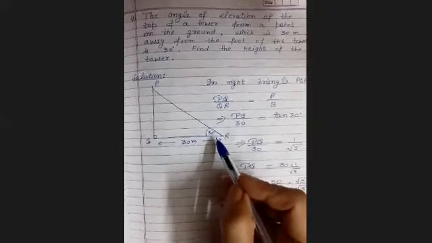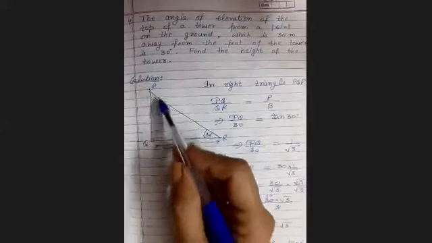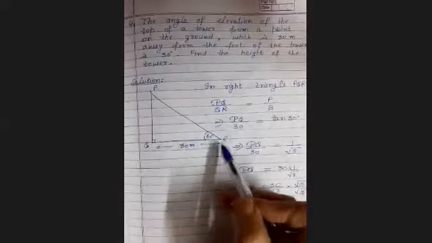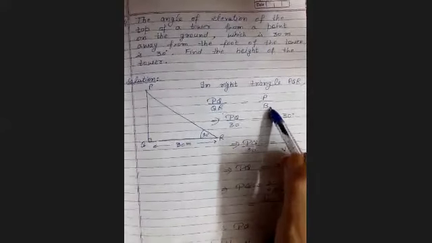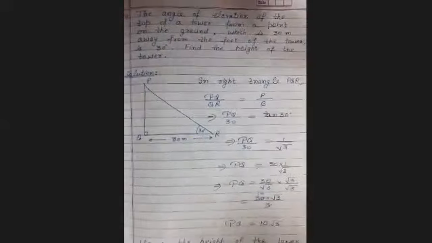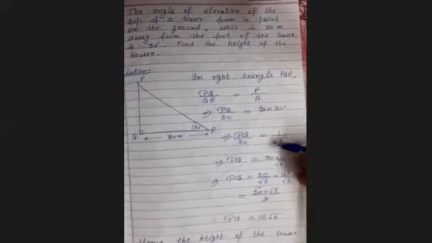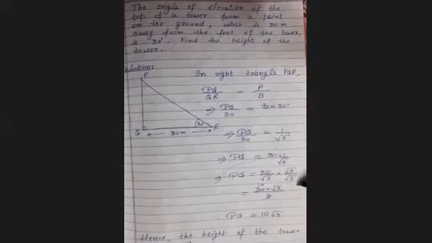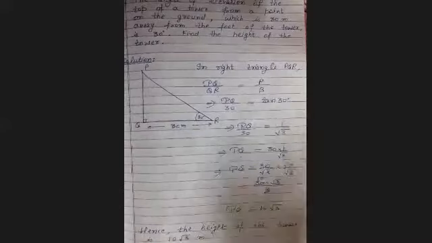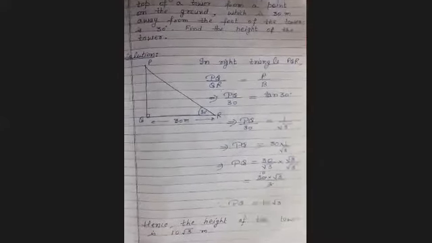This is the angle of elevation. Here we have to find out PQ, and what is given? QR. That's why we have taken PQ upon QR. PQ is perpendicular and QR is the base. P upon B is tan 30 degree. Tan 30 value is 1 by root 3. You can see here, and QR is 30. By cross multiplying, we are getting 30 upon root 3. By rationalization, we are getting 10 root 3, which is the height of the tower: 10 root 3 meter.